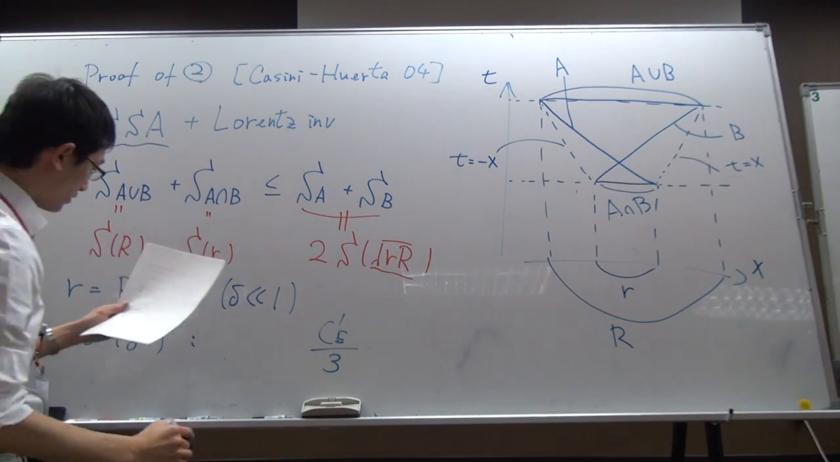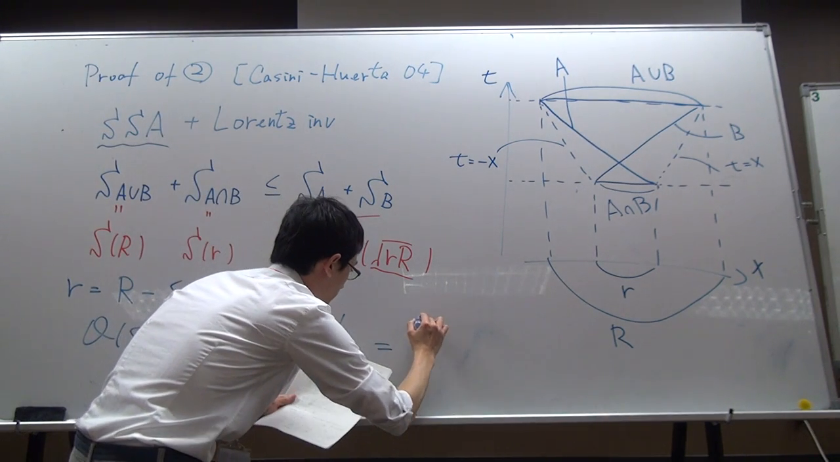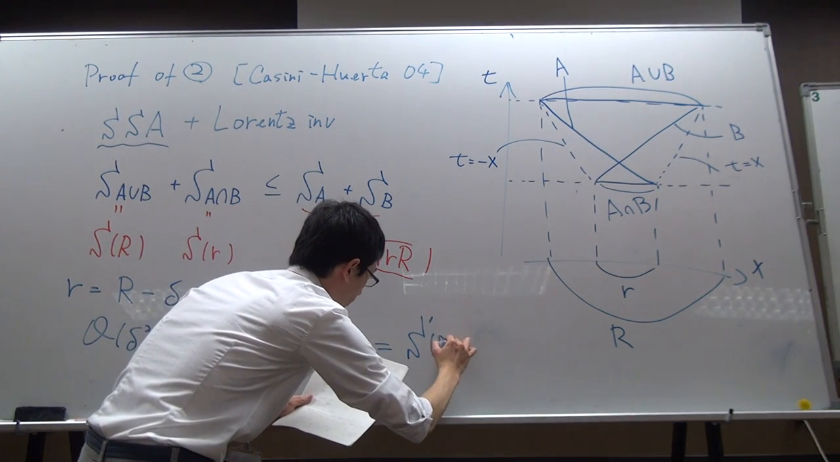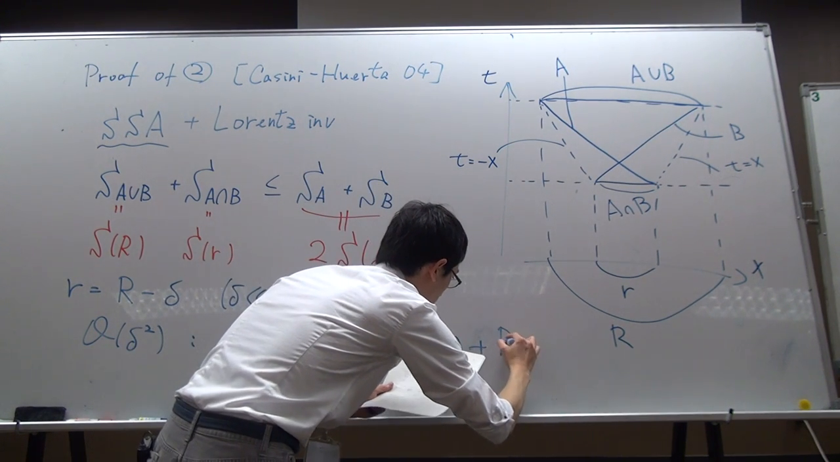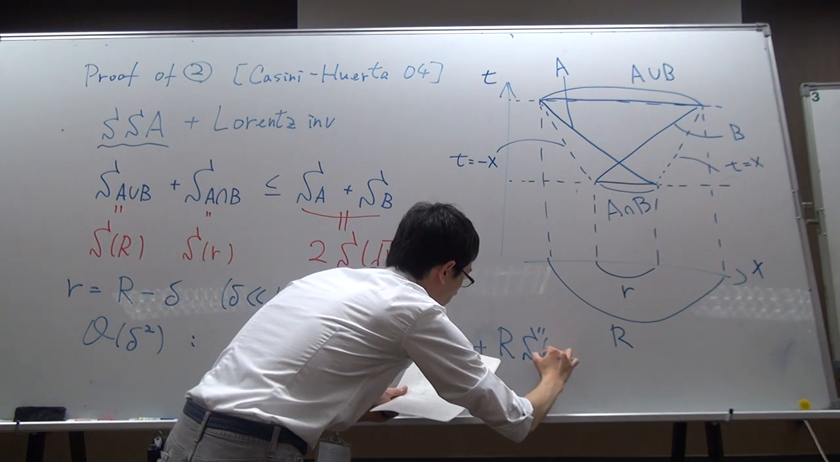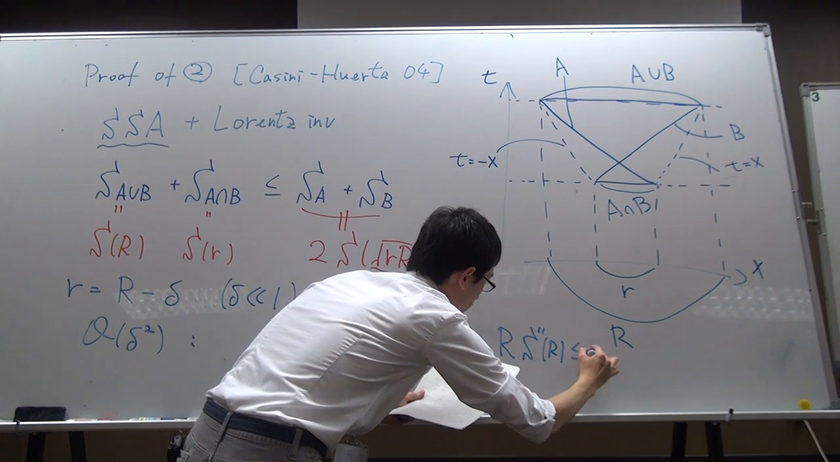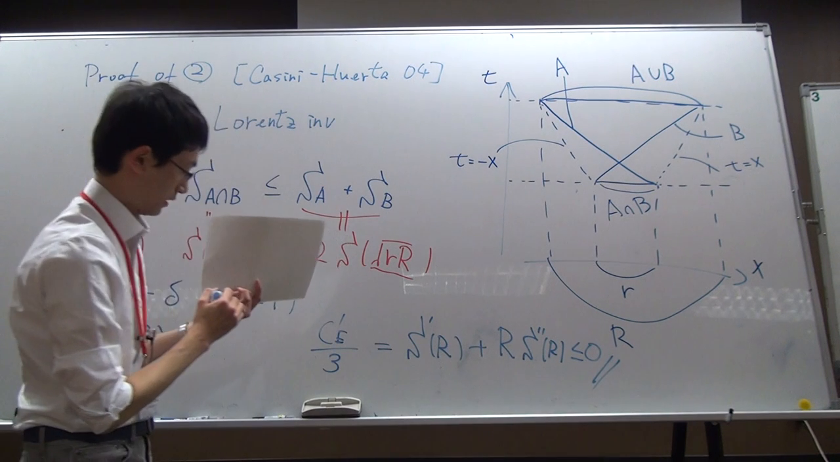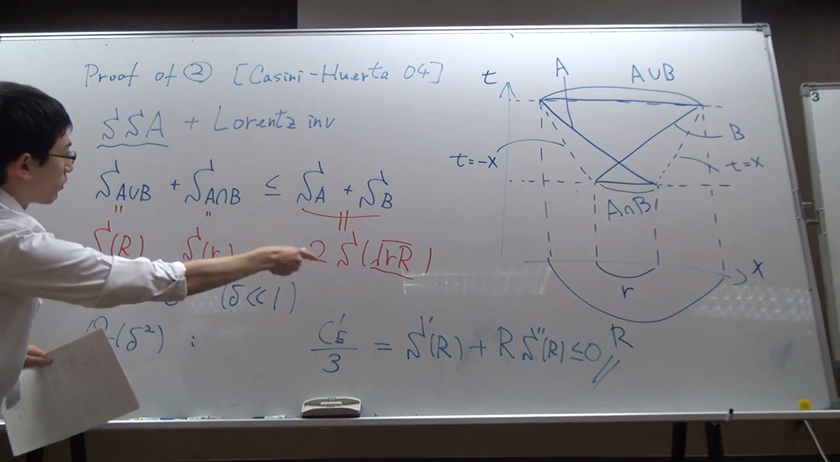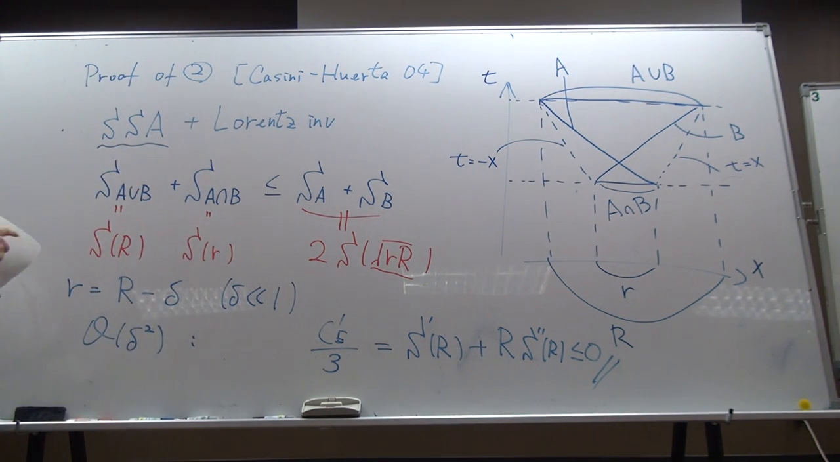entropic C function is negative. So the derivative is equal to S prime plus R times S second prime, and this is less than 0. This inequality follows from strong subadditivity. So this is a proof of the entropic C function.